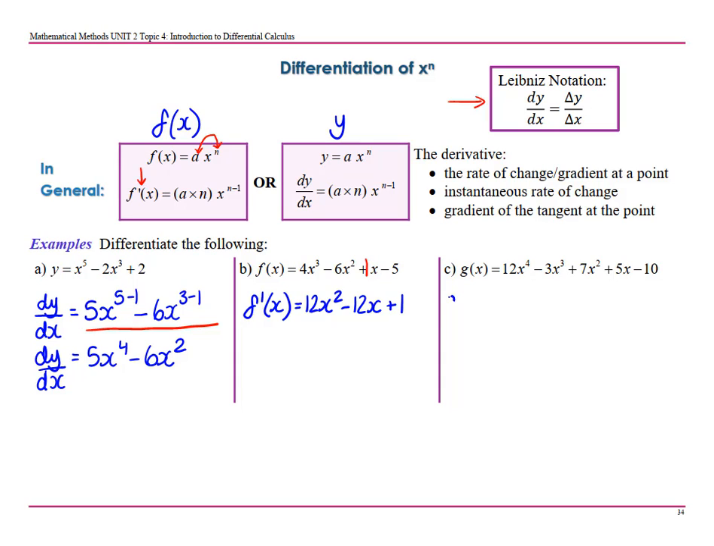Now we have the function of g, so my derivative is g prime x. So it's going to be 12 times 4 is 48, x, 4 minus 1 is 3. Minus 3 threes are 9, x, 3 minus 1 is 2. Plus 7 times 2 is 14, x, 2 minus 1 is 1. Plus, and then we have that 5 on the end.